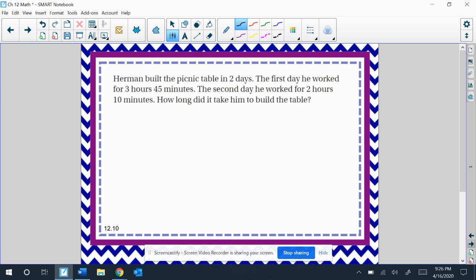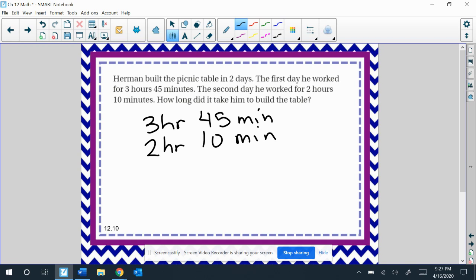Here's another way of doing this. Herman built the picnic table in 2 days. The first day he worked for 3 hours, 45 minutes. The second day he worked for 2 hours, 10 minutes. Make sure that when you do this, you line it up and you include the label. That's going to be important because if we don't include the label, then it's going to look like 345, which is not correct. So we added our label.